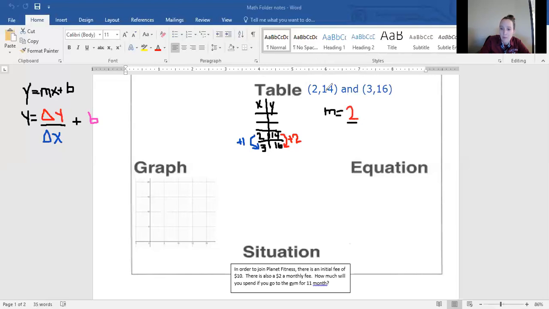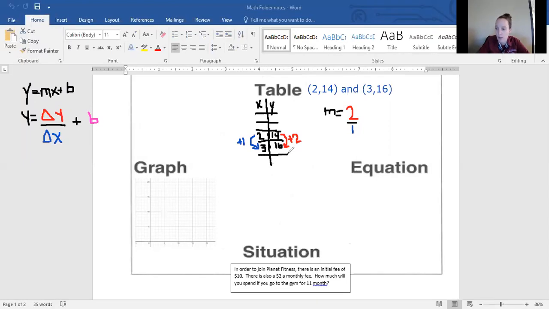And here is my change in x. Okay, but I'm not done. I got to come over here and find this purple thing, that B, my starting point. And here's why I really like the table, is because you can keep going in your table. So let's keep going in our table here. Think about what would be the next point in the table.